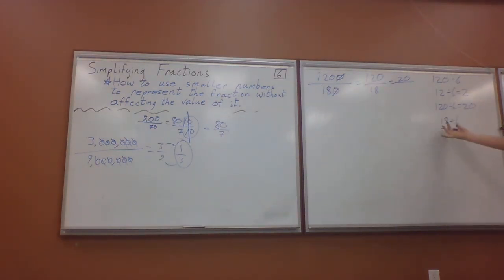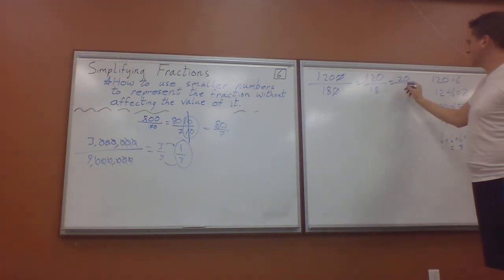Now for numbers that are this low, this might just be something we do have to practice. I know that 6 plus 6 plus 6 equals 18. So 1, 2, 3 groups of 6. 18 divided by 6 is going to be 3.